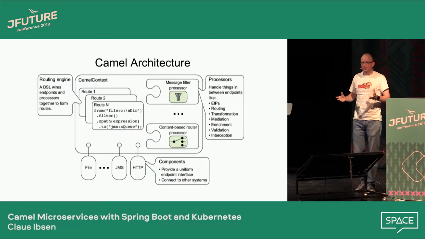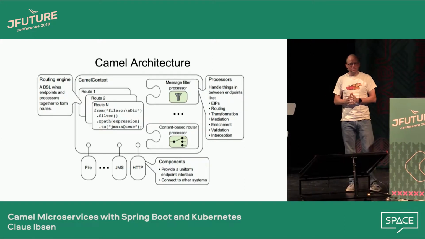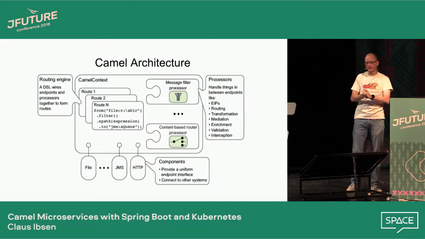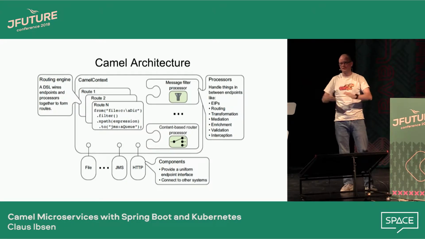What about the architecture of Camel? So this is the only illustration you need to know. This is the high-level figure of Camel. So in the center, we have Camel context. Camel context is Camel. It's the runtime Camel.